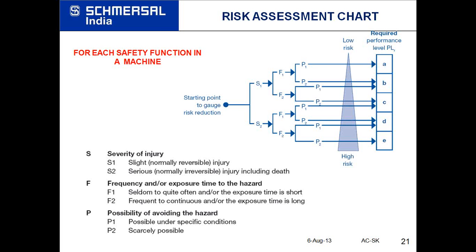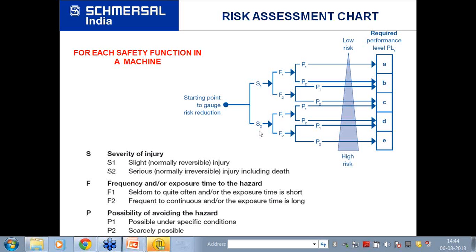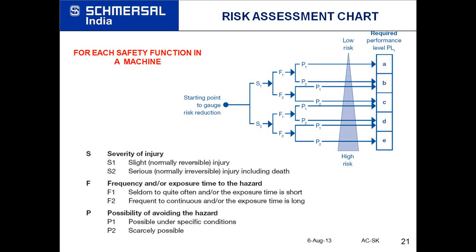To tell you very clearly, if the severity of injury is high, that means S2, we can minimum reach performance level C. And if the severity of injury is S1, which is slight, we can maximum reach performance level C. So that means performance level A is the lowest risk system, and performance level E is the highest risk system. There is high risk involved.